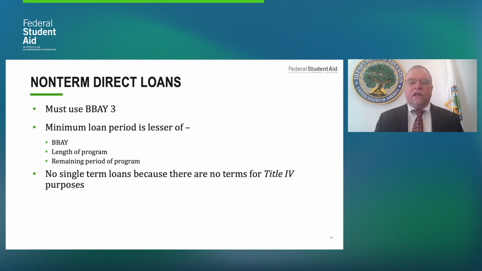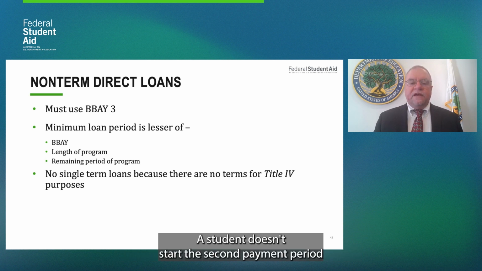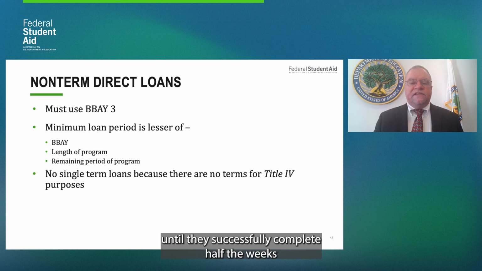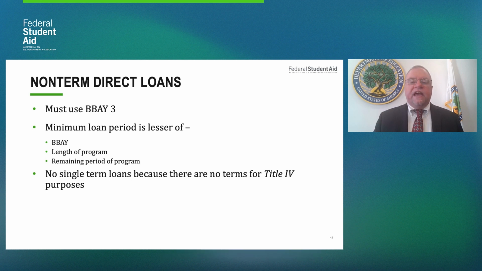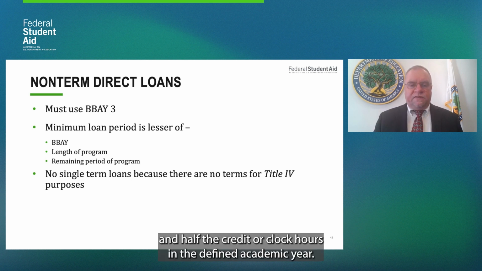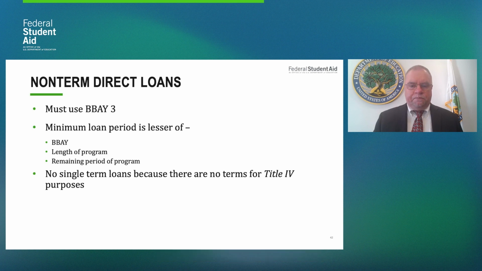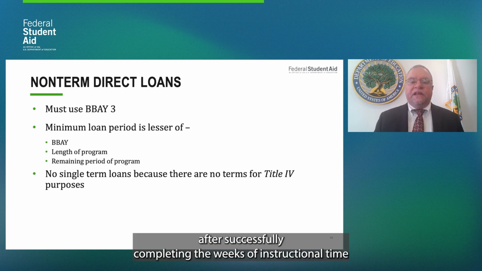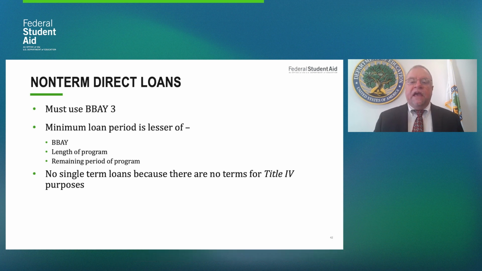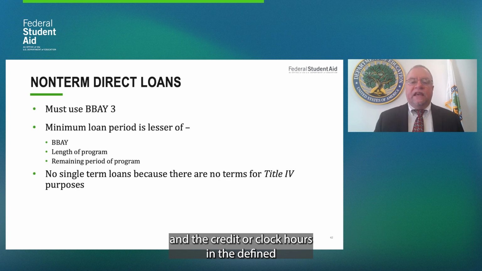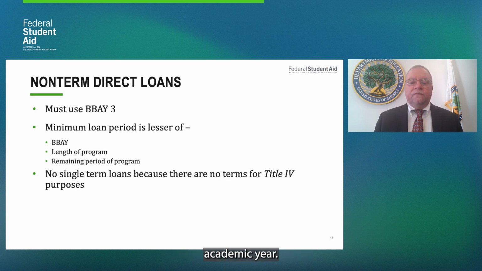A student doesn't start the second payment period until they successfully complete half the weeks and half the credit or clock hours in the defined academic year, and a student is only eligible for a subsequent year loan after successfully completing the weeks of instructional time and the credit or clock hours in the defined academic year.